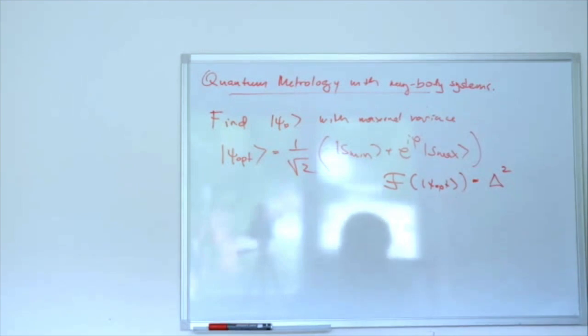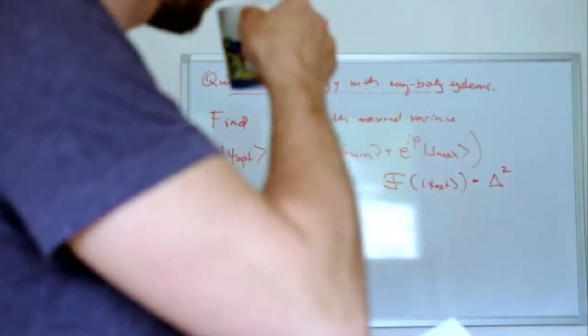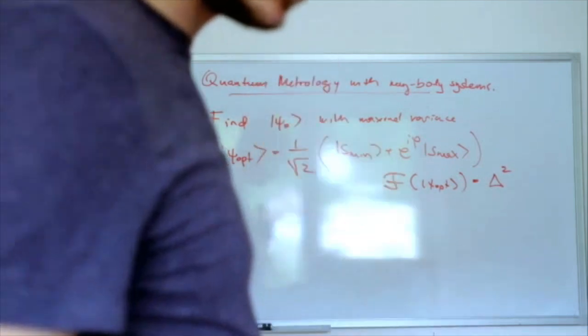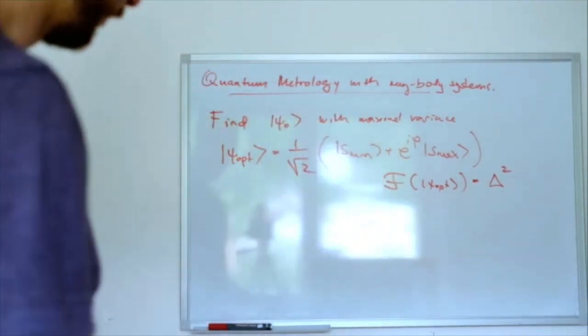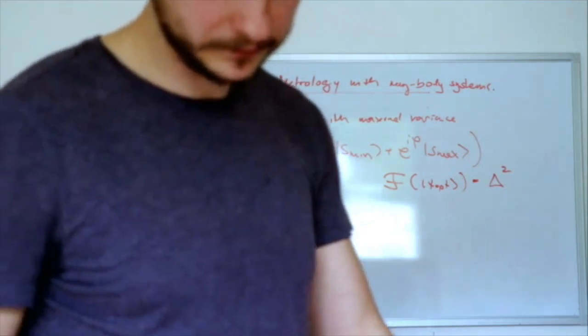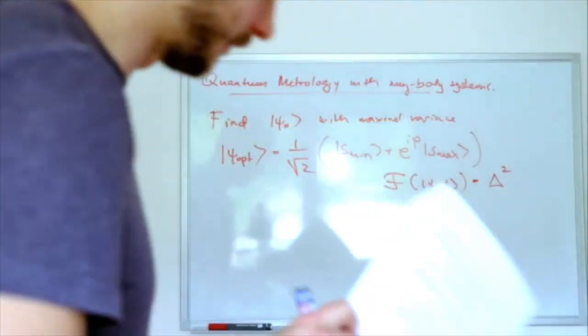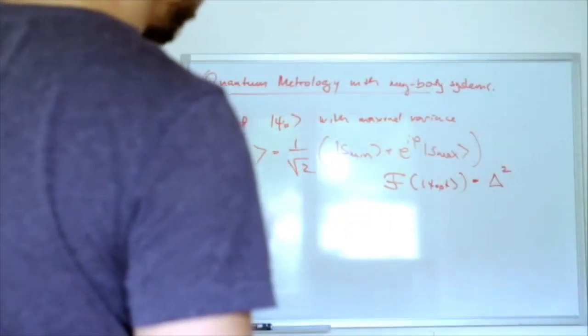Yep, so now we've seen, for a general Hamiltonian, what is the best state to use for the Fisher information to sense the signal generated with this Hamiltonian. One last thing we can see is the optimal measurement.